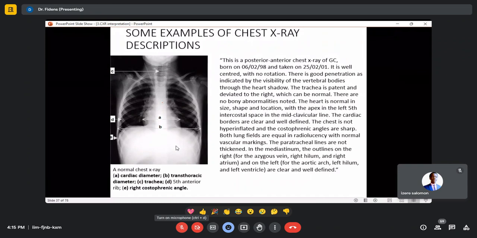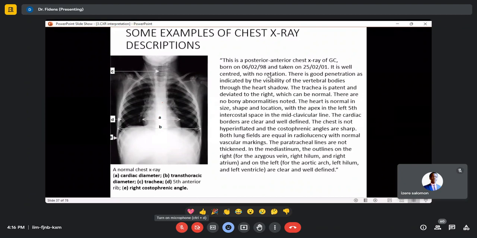The trachea is patent. Now, they started from the technical part, but they did not mention collimation. They said well centered, but this is not well centered. There was no rotation. I agree with them.